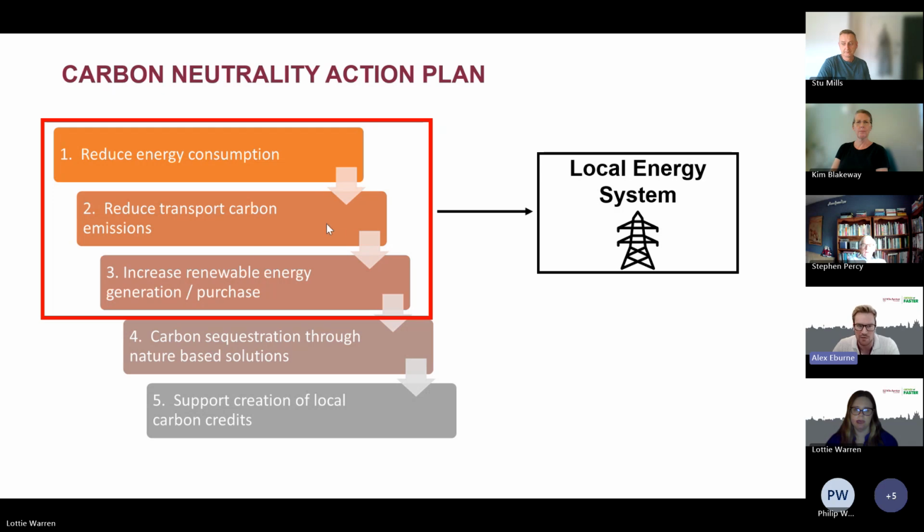Now, the reason why I've highlighted the first of those 3 pathways is because these 3 really encapsulate what we mean by our local energy system. That is the energy that we use in our buildings and in our vehicles and across our transport sector, and also how we then generate and distribute that electricity. So one of our key parts of our carbon neutrality action plan is how do we decarbonise our local energy system.